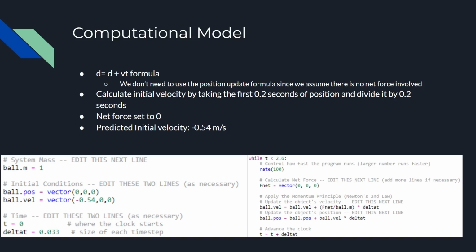For the computational model, I didn't use the full position update formula since we assumed there is no net force involved, so I just got rid of the 1/2 a t squared part, and then I used the d final equals d initial plus v t formula. I also assumed net force is set to 0, and then predicted the initial velocity to be negative 0.54 meters per second.